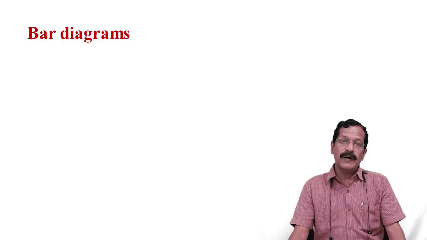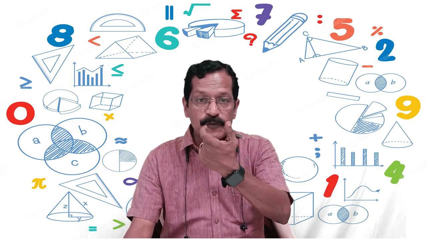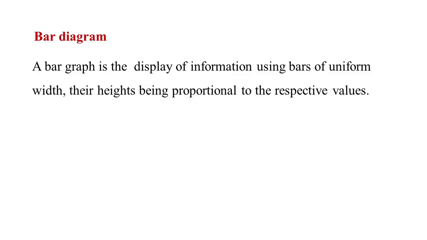Dear children, what is a bar diagram? A bar diagram or bar graph is the display of information using bars of uniform width. The width will be uniform and their heights being proportional to the respective values. Height will be the given values. Let us have some questions regarding all these.